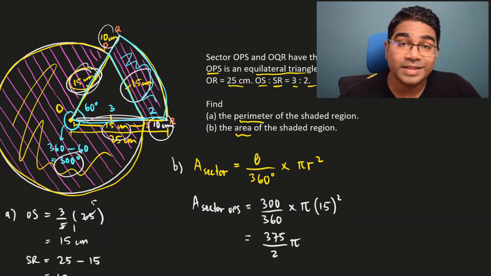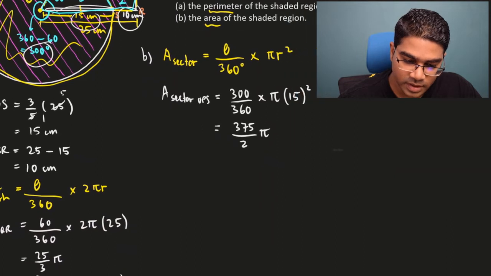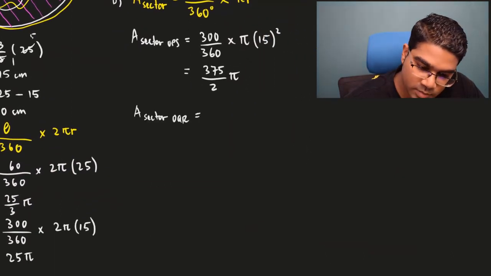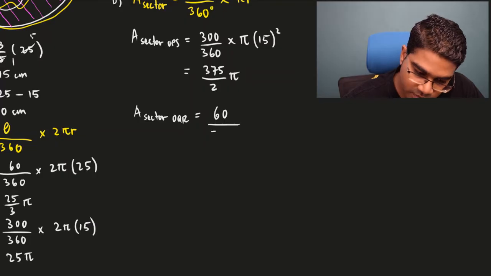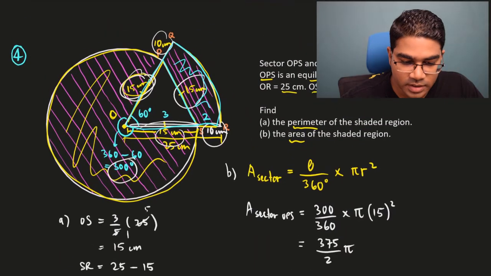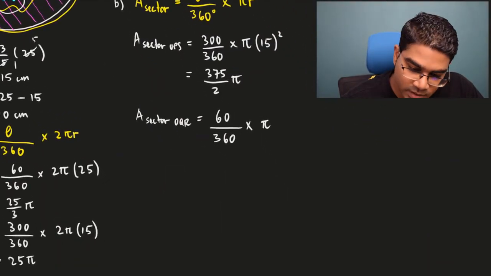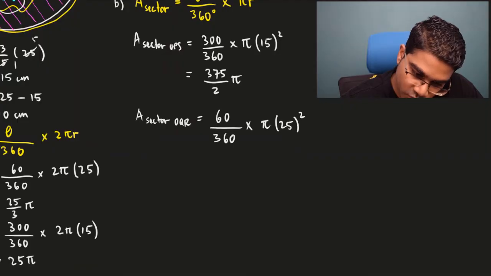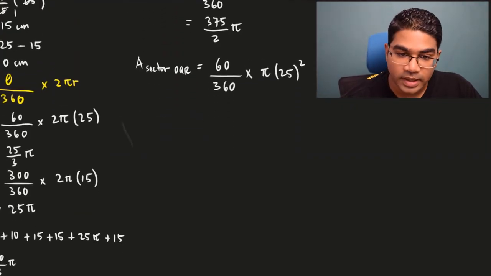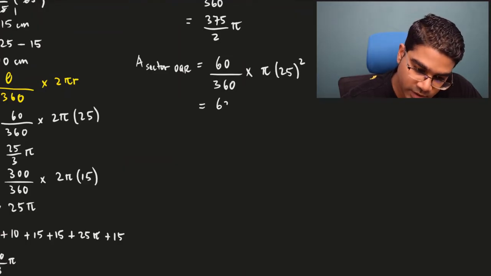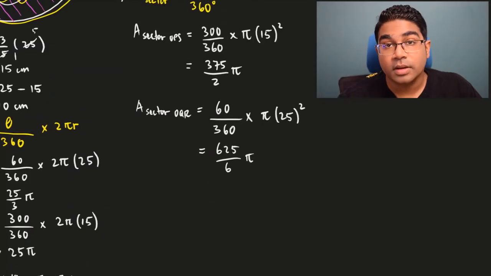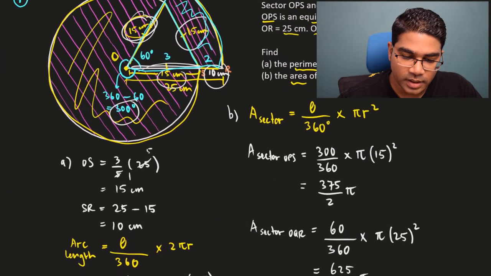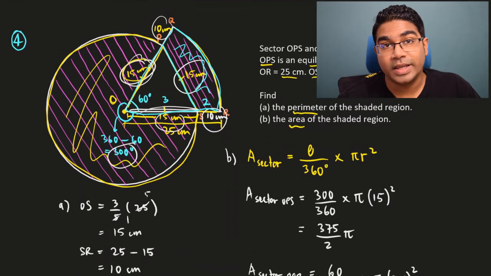So first, let's find the area of sector OQR. We use the same formula, area of sector. This will be equals to 60 over 360 multiplied by pi. Now this time the value of R is 25. Again, this is 25 square. So put this in your calculator, you will get 625 over 6 pi. So now we have both sectors. When we add the area of both sectors, we still need to subtract the area of the triangle.